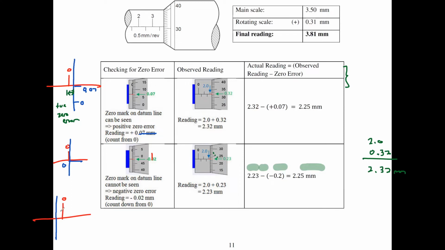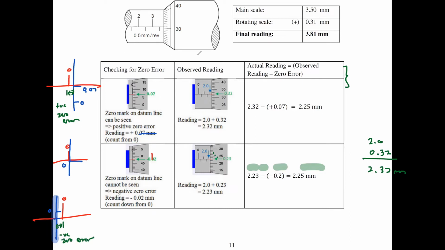This one is now your 0 here. And then this one is some other reading here. Now, if you have negative 0 error, you will notice that your rotating scale is just before the 0 on your main scale. This is negative 0 error.